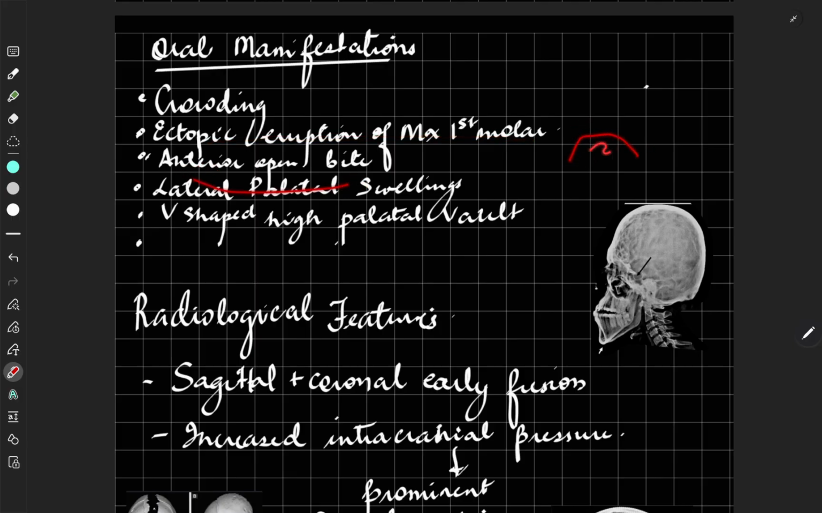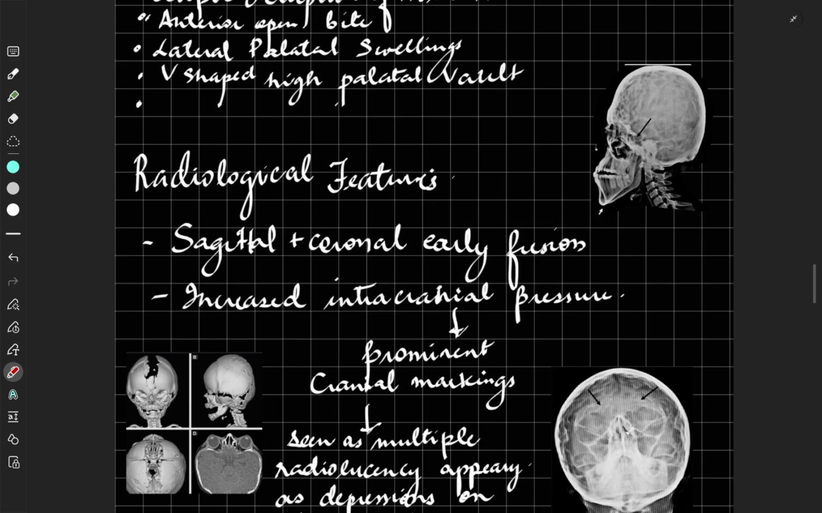Anterior open bite, so you will find an anterior open bite in these patients. Then there is lateral palatal swelling. There can be lateral palatal swelling, the palate can swell. A V-shaped and high palatal vault can also be seen, and cleft palate can be seen or not, depending on the severity of this syndrome. There will be a V-shaped palate. I showed you how a V-shaped palate looks if you check the other videos on developmental anomalies.